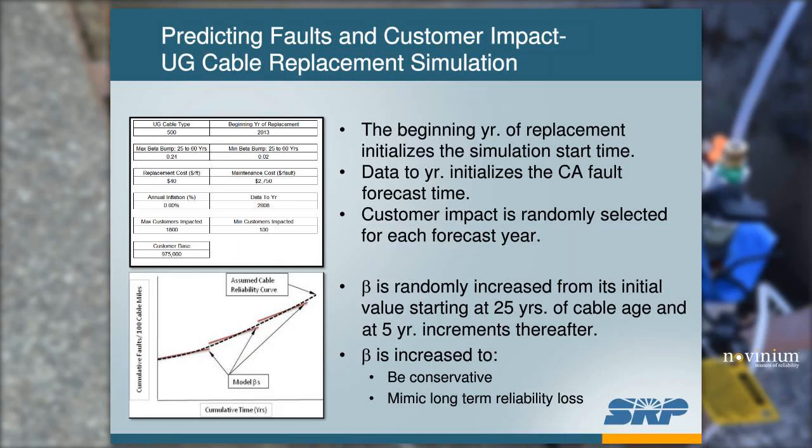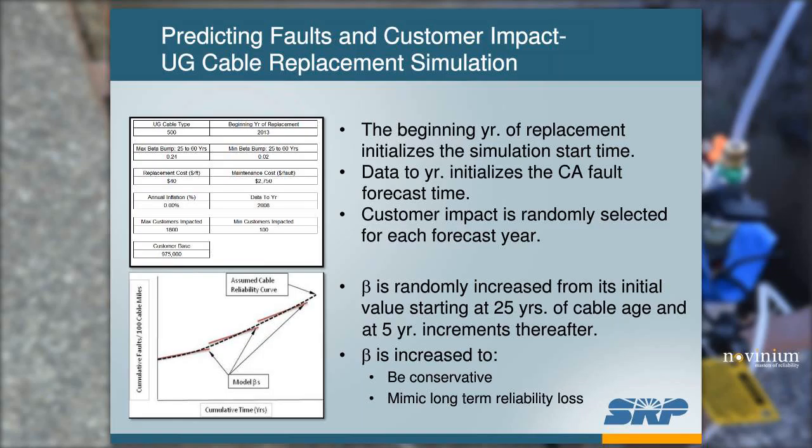If you remember, beta is the slope of the cumulative faults per 100 cable mile versus cumulative time. That's our fault rate, if you will. So if we're looking out 30 years, we need to have a mechanism that will increase that slope, that fault rate, if you will, over those 30 years.